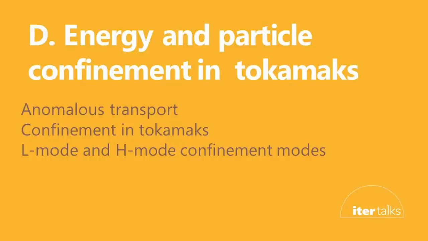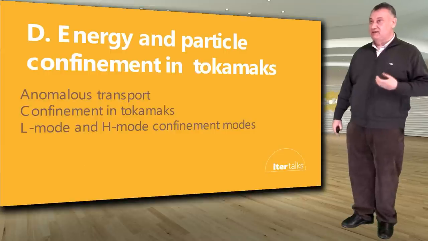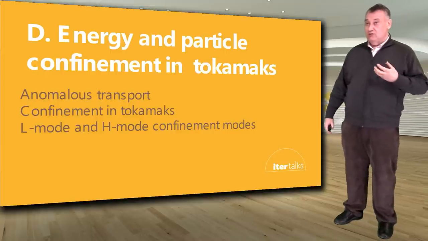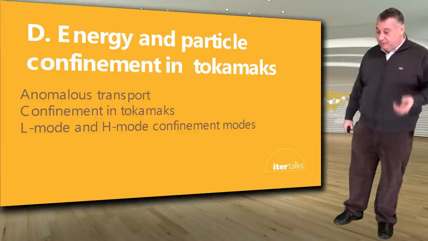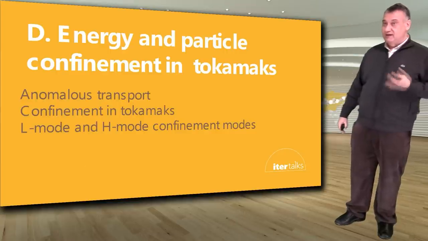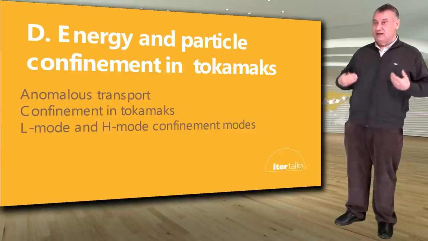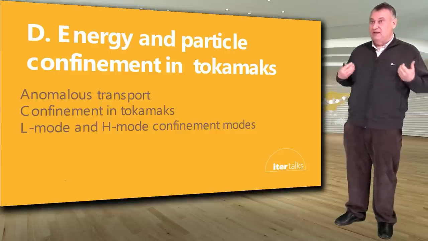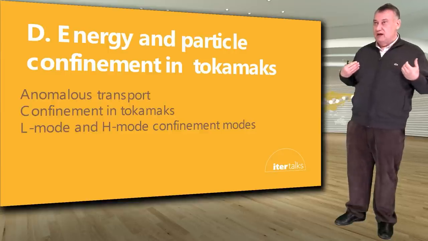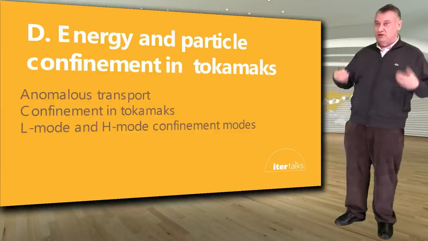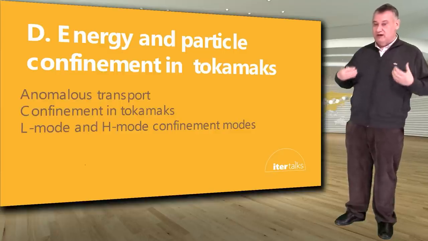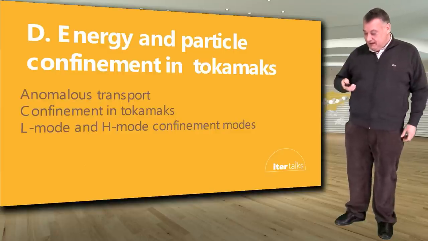So now that I have explained the features of the equilibrium of a tokamak plasma and its instabilities, we go to the characteristics of the confinement of particles and energy in the tokamak. This is important because, as I said, we have to heat up the plasma, but the plasma has to keep the energy. If the plasma loses the energy in a very, very fast way, it is not possible to get conditions in which the fusion reaction will actually produce net energy.